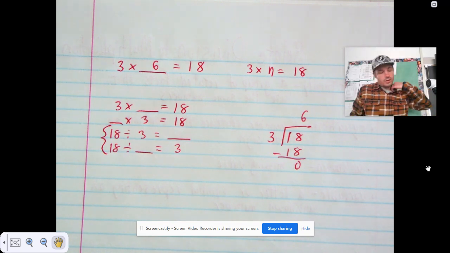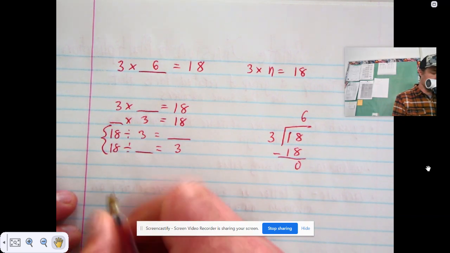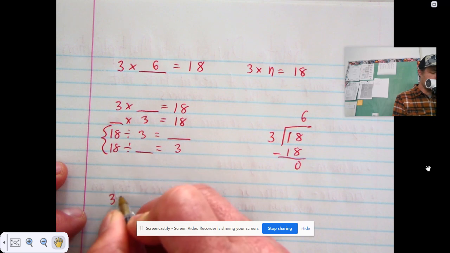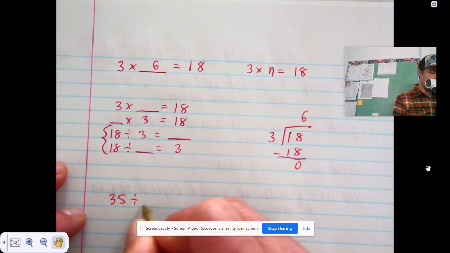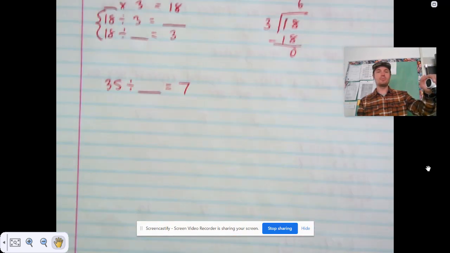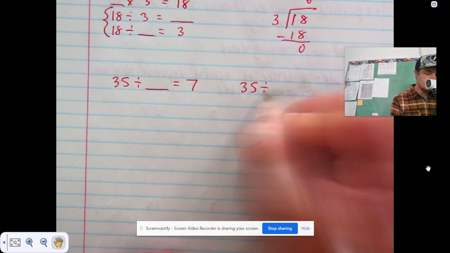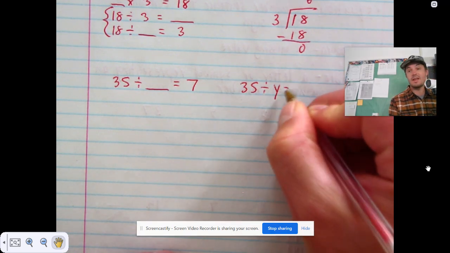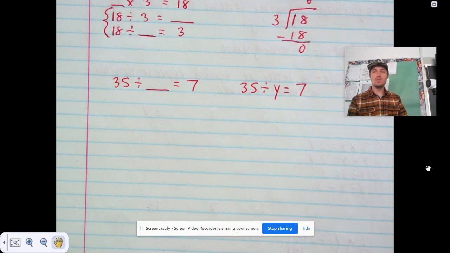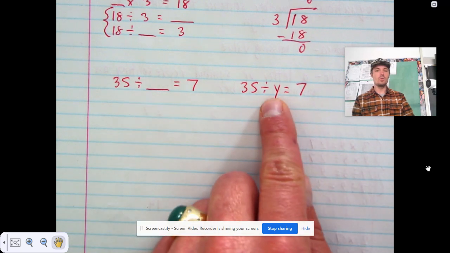Let's do a couple more examples together. Let's say I had 35 divided by blank equals 7. How do I find out what goes in the blank? Or I could write it using a variable. 35 divided by, we could say y. You can pick any letter you want. 35 divided by y equals 7. How do I find what goes in the blank? Or how do I find what y equals?